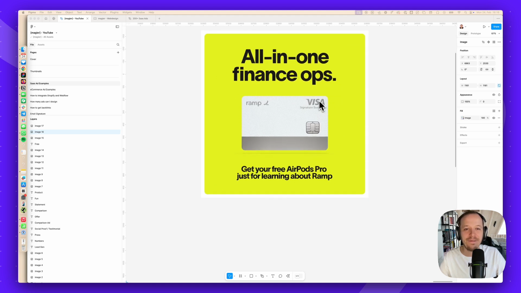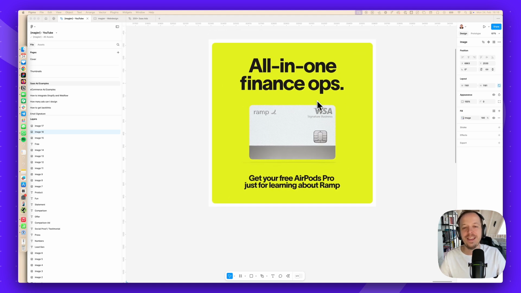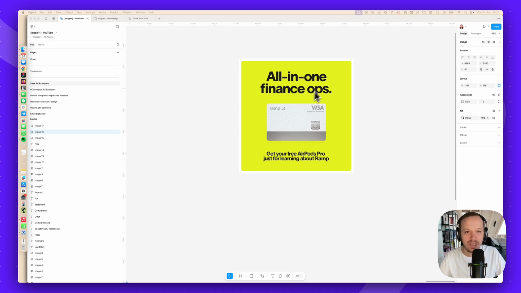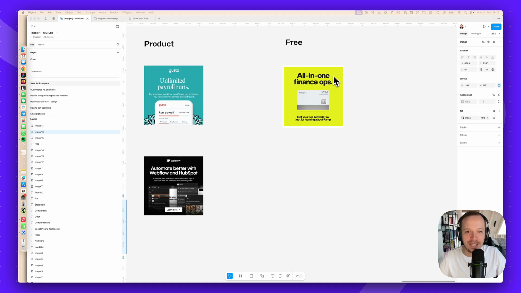And last but not least, we call it the free ad. It's basically where you are offered something for free if you are booking a demo, buying a tool or something like that. In this case, it's Ramp and they are offering free AirPods Pro if you take a demo with them. I don't know how well these ads are performing, but I assume quite good in terms of upper funnel clicks. I don't know how the conversion is, but it's worth trying. And Ramp is also always using these super bright colors, making it really pop out in your feed.